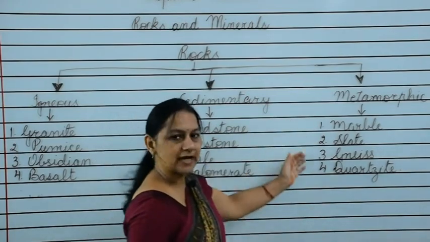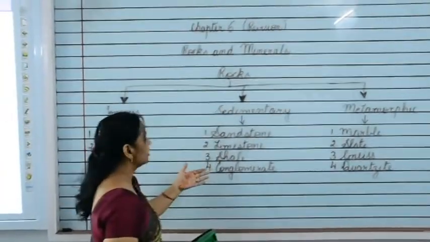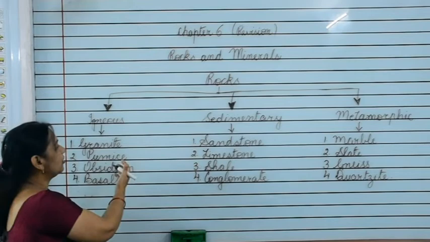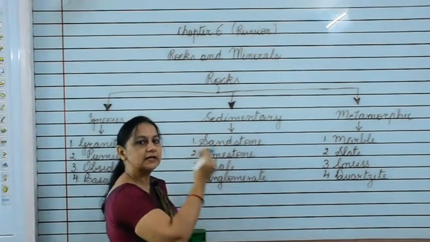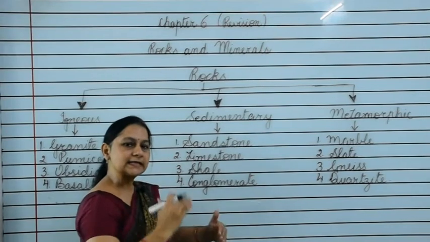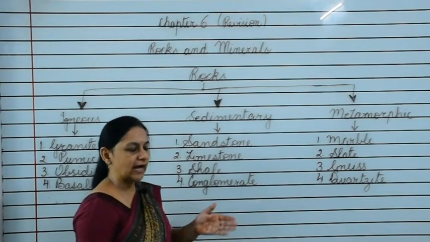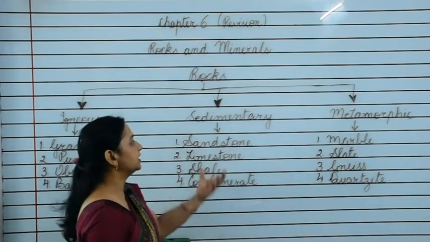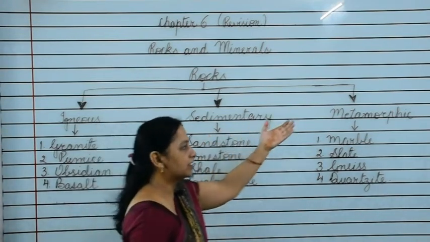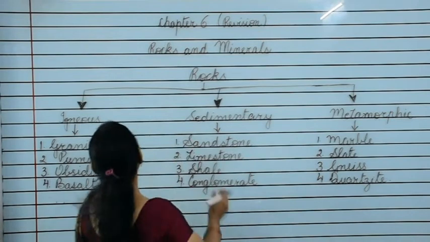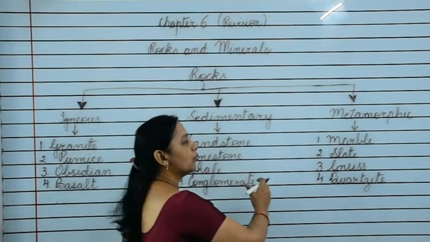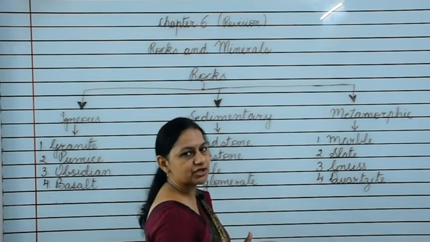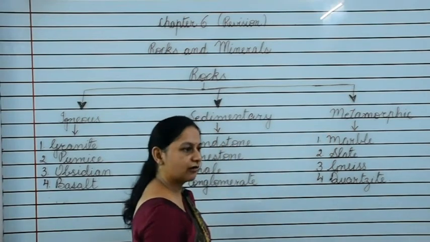So these are the four examples of metamorphic rocks, sedimentary rocks and igneous rocks. Igneous rocks are formed by the cooling and hardening of hot molten rocks. Sedimentary rocks are formed when the rock particles settle at the bottom of the water bodies, and the repeated deposition of upper layers presses down the lower layers, converting them into sedimentary rocks. And metamorphic rocks, as I told you, are formed from igneous and sedimentary rocks when they undergo high temperature and pressure over a period of time.